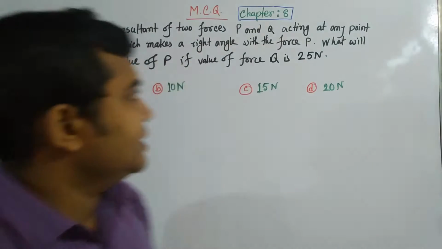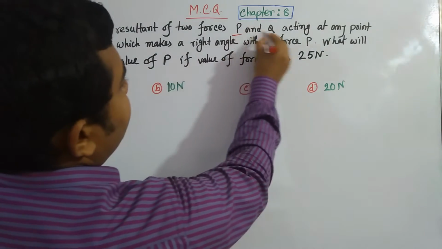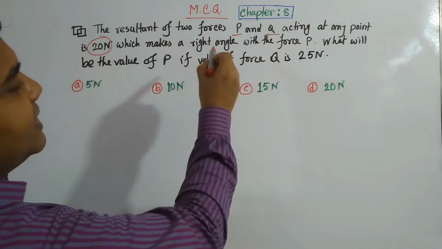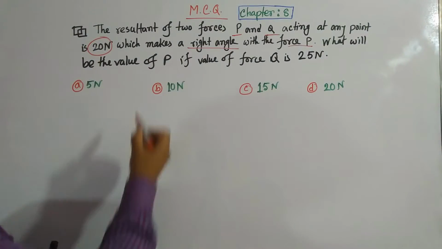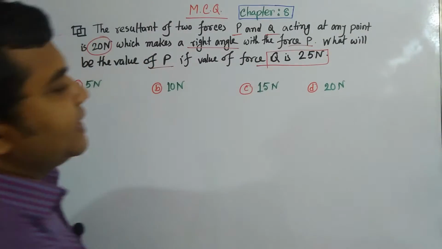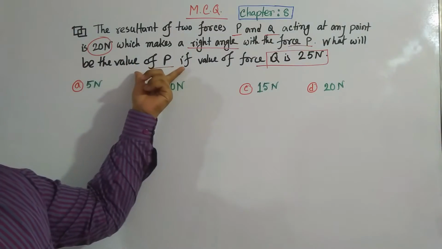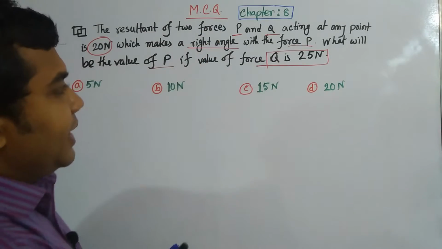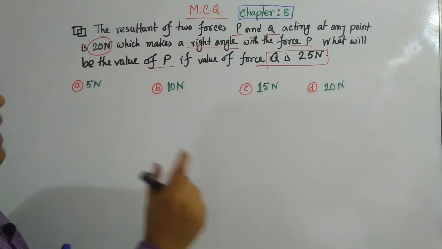Our first question is: the resultant of two forces P and Q acting at a point is 20 Newton, which makes a right angle with the force P. What will be the value of P, where the value of force Q is given, that is 25 Newton? Actually here we have to find the value of P, but the physical condition is given that the resultant acts at a right angle.